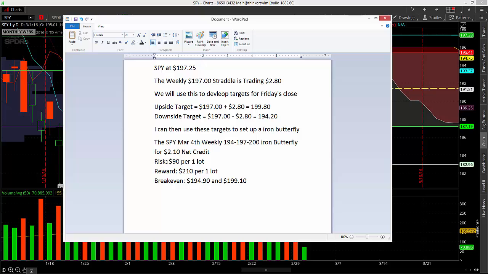We talked a lot about different ways to use market makers' targets and the at-the-money straddle to set up different trades and help strike selection. And this is how I would use it to set up a trade like an iron butterfly or iron condor.